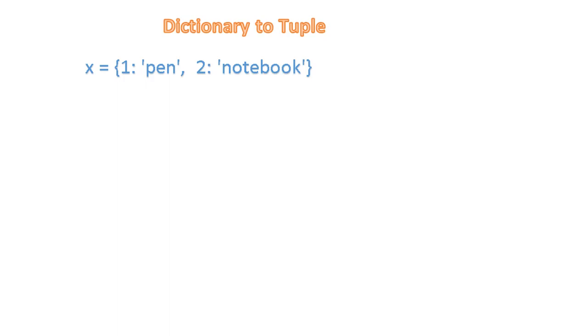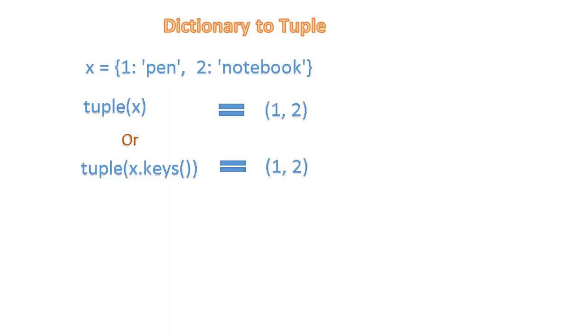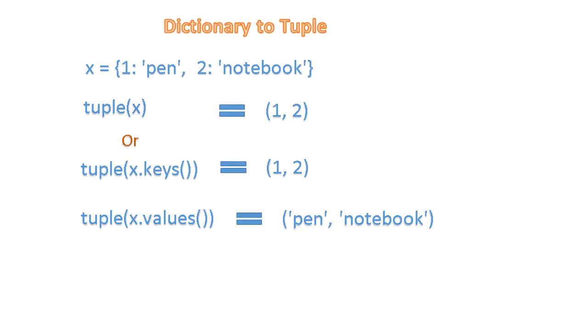Converting dictionary to tuple. As we know, a dictionary is a collection of key and value pairs, and it is not a sequence type. When a dictionary is converted to a tuple, by default the tuple will take the keys as tuple items. We can also use a function called keys on a dictionary to get only key items. In this example, dictionary keys are converted to tuple items. To get only values from a dictionary, we can use a function called values. In this example, dictionary values are converted to tuple items.